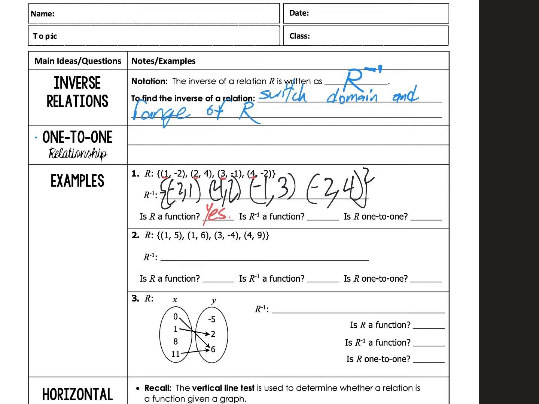Okay, now is R inverse, the inverse relationship, a function? Well, let's take a look. Do we see any repeats in the x values? Yep, we got a problem right there. So no, this is not a function. And what that means is this is not going to be one to one. Okay, so one to one means R and the inverse relationship are both functions.